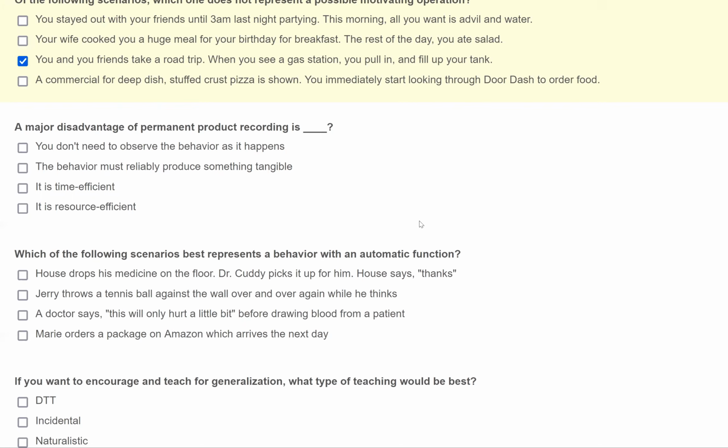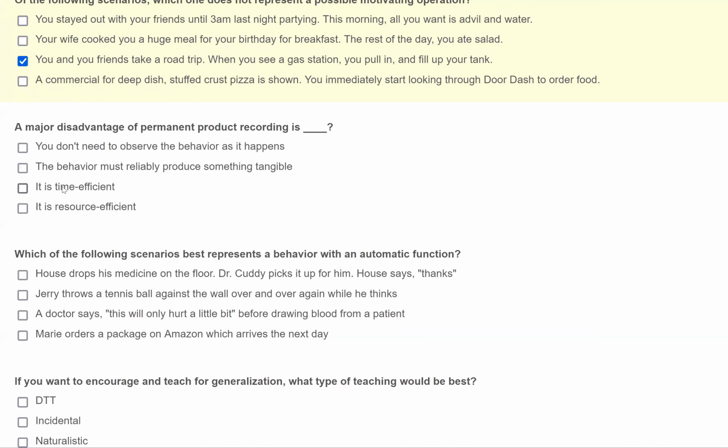Now, this is a disadvantage, right? Because if we want to use permanent product for, let's say, self-injury, sometimes the behavior leaves a red mark. Sometimes the behavior leaves a cut. Sometimes the behavior leaves nothing. Can we reliably measure that behavior with permanent product? Well, no. If the behavior doesn't produce anything, there's nothing to measure. You might get some artifacts, some incorrect measurements using permanent product here.